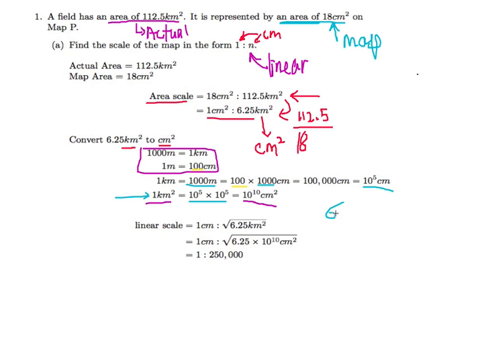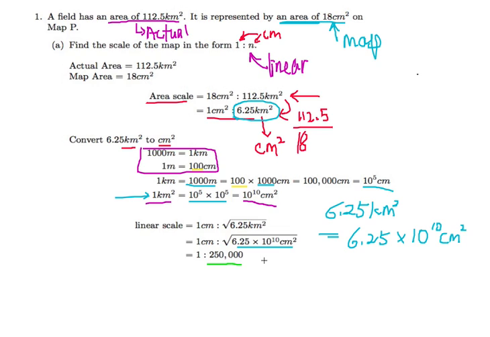So therefore, 6.25 kilometer square here is equal to 6.25 times 10 to the power of 10 centimeter square. Okay, so this is what you get here, and then if you square root it, you get this.